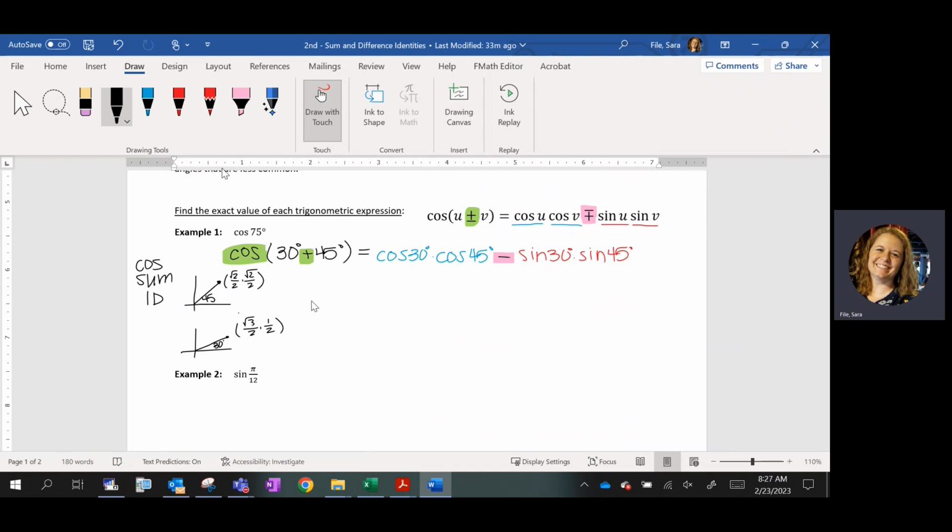So cosine at 30, so remember cosine is the x or the y? The x. So cosine at 30 is root 3 over 2. Okay, cosine at 45 is root 2 over 2. Minus sine at 30, that's the 1/2. Times sine at 45 is also root 2 over 2.